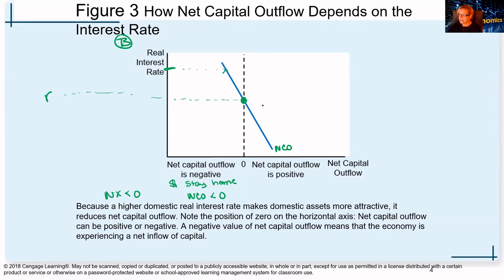On the opposite side, let's say we had a low interest rate, something down here. Then what would happen is dollars would flow abroad to higher paying interests, leave the US. And when dollars leave the US, net capital outflow is positive, and we know then net exports would be greater than zero, or we're running a trade surplus. So this is panel B.